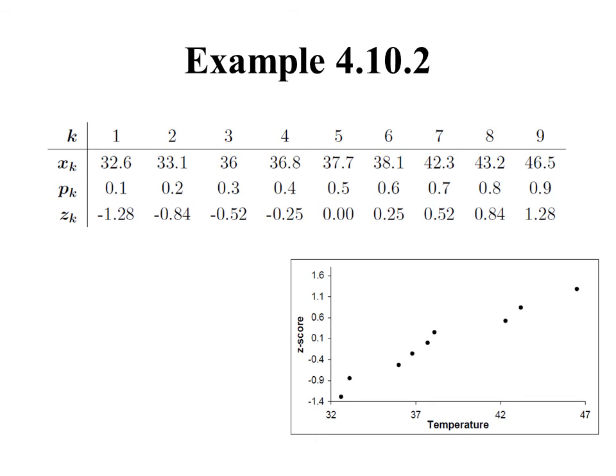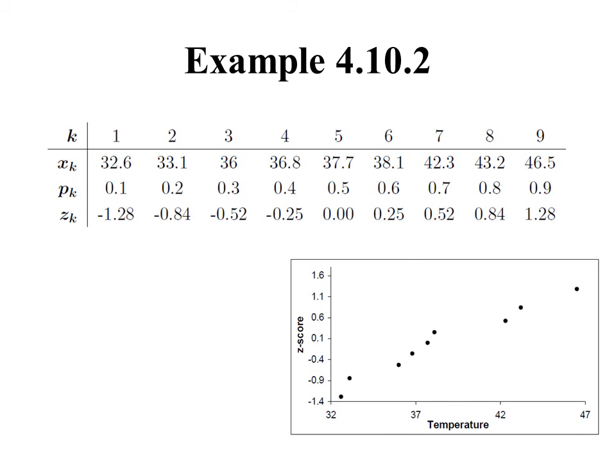So let's look at the graph of our z and x scores here. Here's our data that we calculated, and then here's the plot. We put the x values again on the horizontal axis, the z scores on the vertical axis. This point right here is the point 32.6, comma negative 1.28. This point down here is the point 33.1, and then negative 0.84, and so on and so forth.